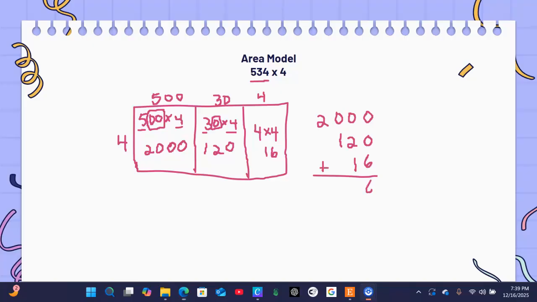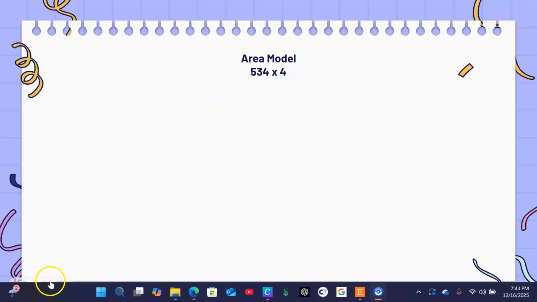And we know that is 6. 0 plus 0 plus 6 equals 6. 0 plus 2 plus 1 equals 3. 0 plus 1 equals 1. And 1 plus nothing else will be 1. 2 plus nothing else will be 2. So our final answer will be 2,136.